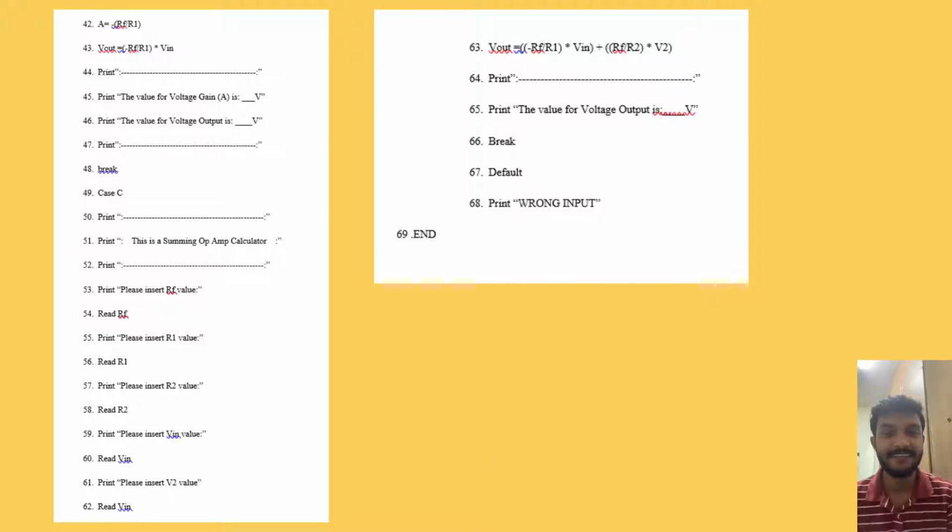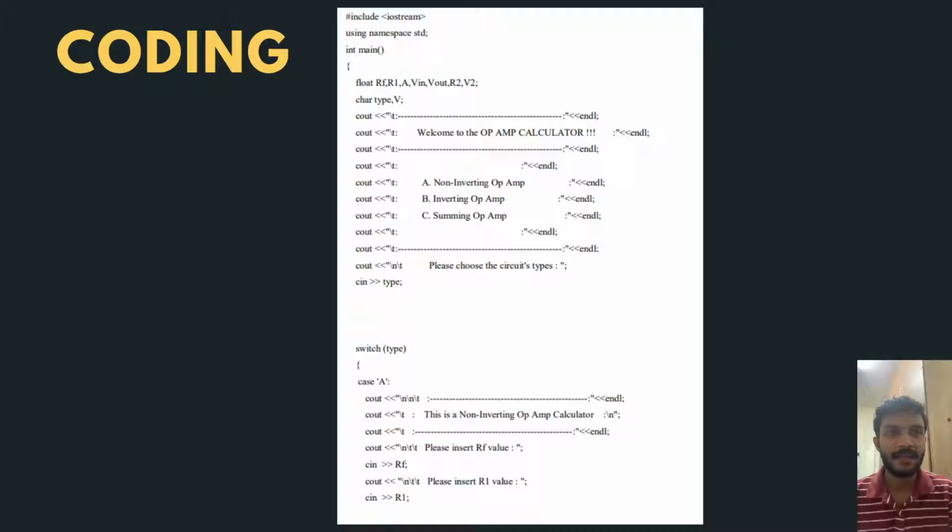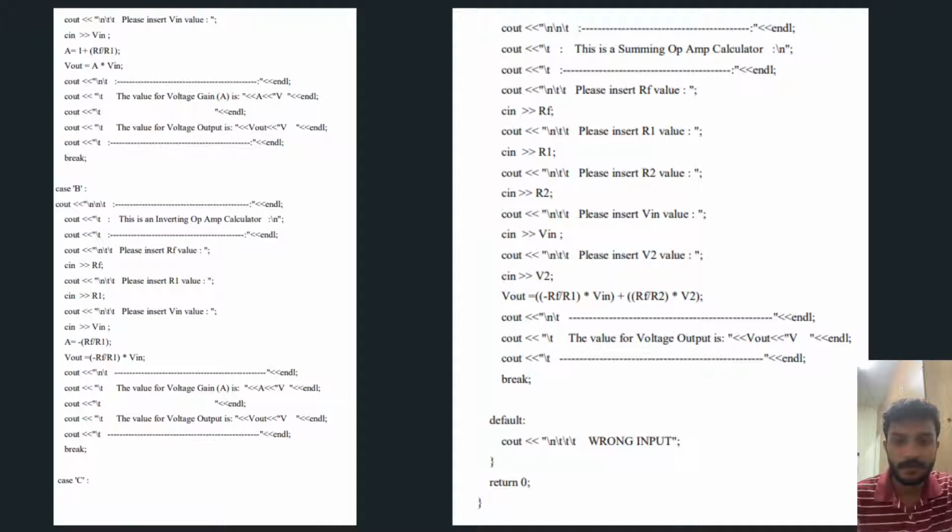Well, finally these are the coding we did for our project. It starts from the first section, which is include iostream, until return 0. Like I said, in this coding we use cout, cin, switch, case, float, int main, all the functions which we learned previously in our labs and were also taught by our lecturers.